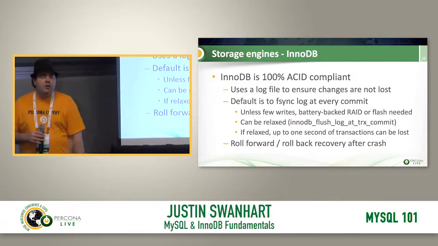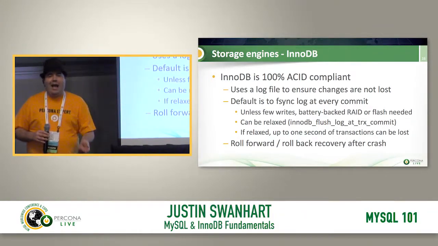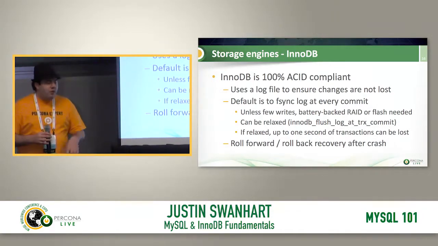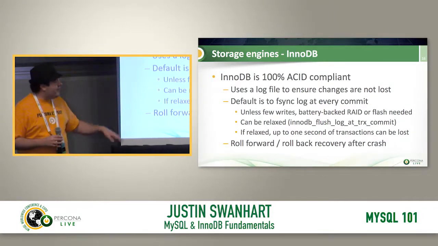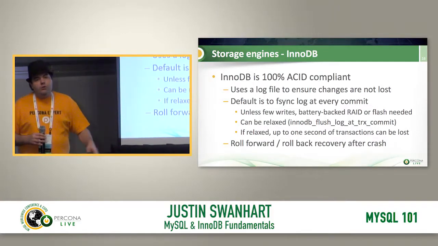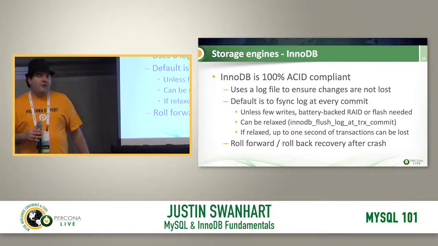If you set it to 2, every commit flushes the data to the OS cache, but not all the way to disk. If you set it to 0, there's no flush. Regardless, every 1 second, this file is f-synced. So basically, if you relax the durability here, you lose up to 1 second's worth of transactions when the server crashes. For most people, this is acceptable because it's just like you crashed 1 second earlier, right? So it's not that big of a deal.